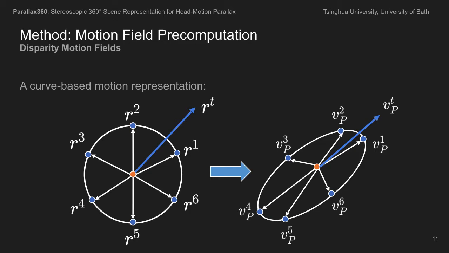The left figure is a sampling circle with 6 relative frames and the target viewpoint. The right one shows the motion vectors of the patch in the 6 relative frames, and in the target frame we fit an ellipse by least squares fitting to the endpoints of all 6 motion vectors to encode the motion magnitude.